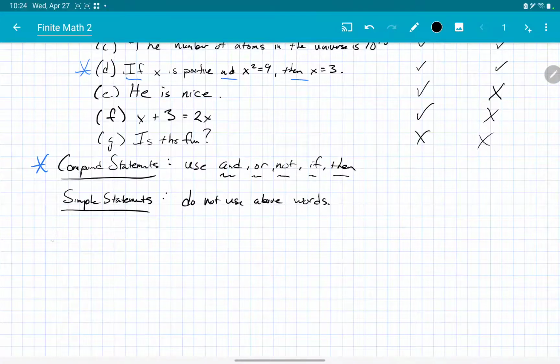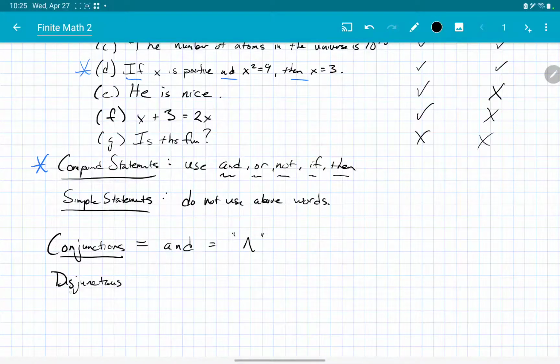So and, or are called conjunctions. And is called a conjunction. This is and, and the logical way we write that is a caret, pointing upwards like that. So a conjunction is and, the symbol for it is that upturned caret. A disjunction, disjunctions are or. And the symbol we use for that is the upside down caret.